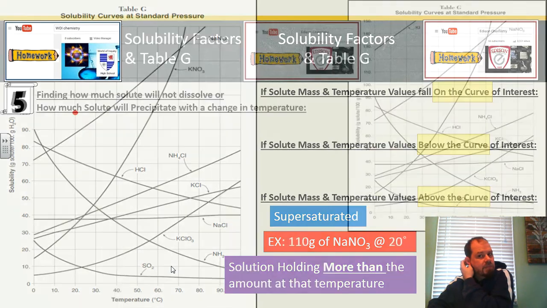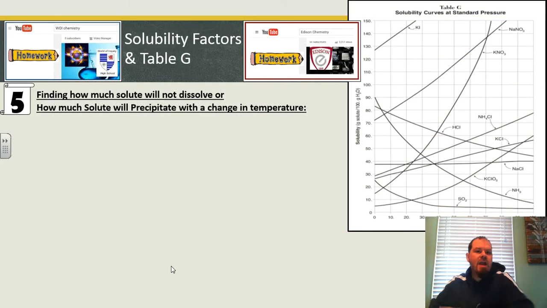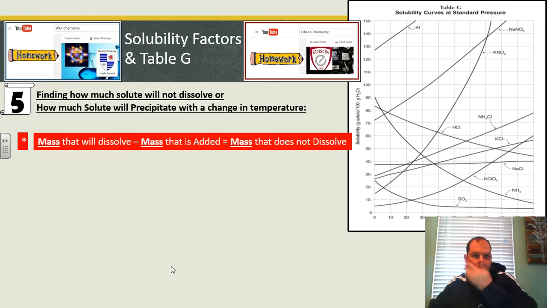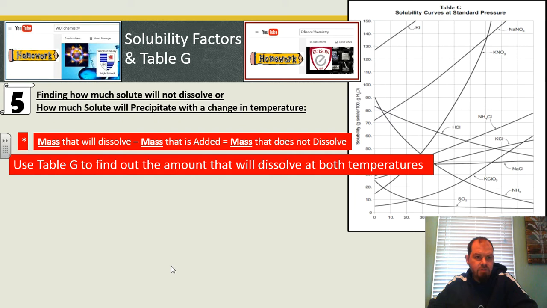Okay, on to games. Finding how much solute will not dissolve. So some words first on how to do this. I'm always going to take the mass that will dissolve minus the mass that is added, and that is going to equal the mass that does not dissolve. So a little bit of math. See how it's mass minus mass equals mass. Okay. And what you're going to do is use Table G to find out the amount that will dissolve at both temperatures. We're going to plot them, and then we're just going to subtract the two values. That's pretty much how all the games work. Plot them, subtract the two values.